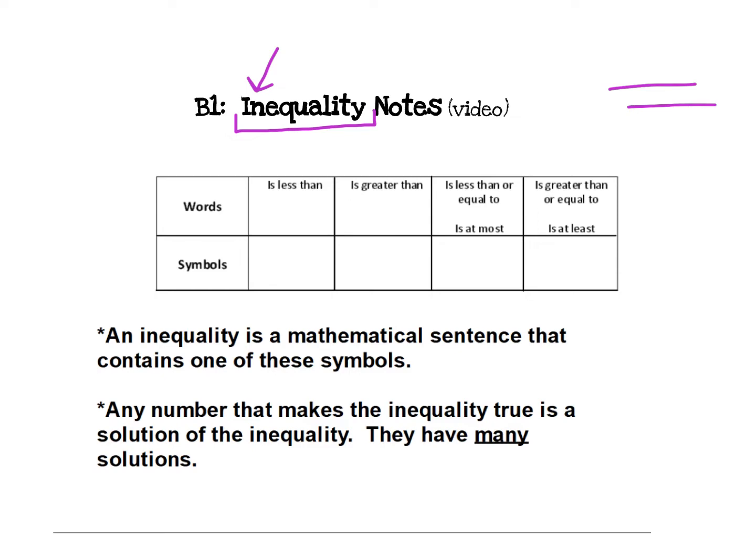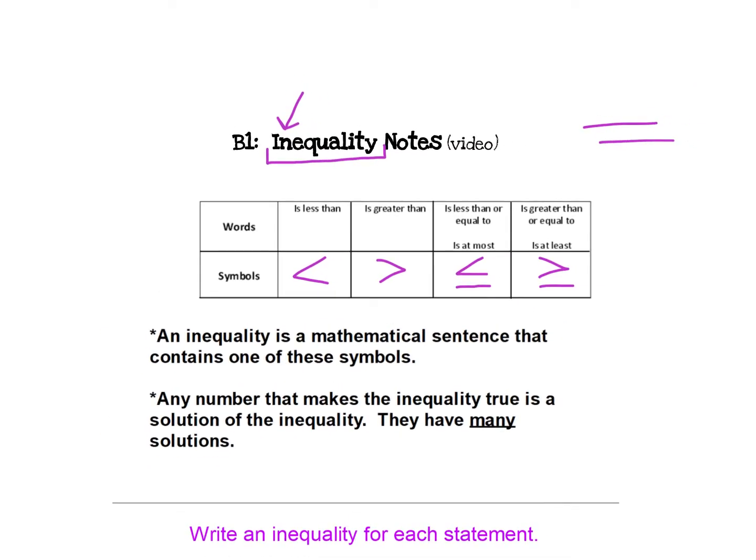Okay, when we work with inequalities, we use 4 different symbols. So we have the less than symbol, greater than, less than or equal to, and greater than or equal to. So an inequality is a mathematical sentence that contains any one of those 4 symbols. An equation has an equal sign, and an inequality will have one of these.